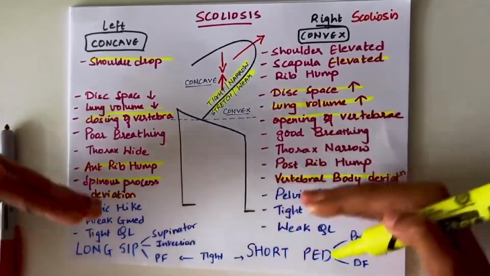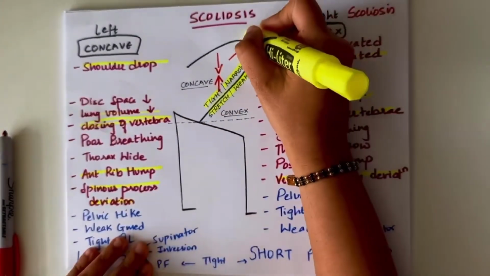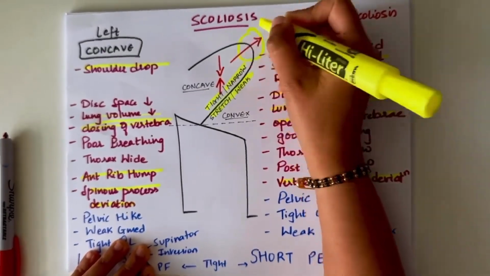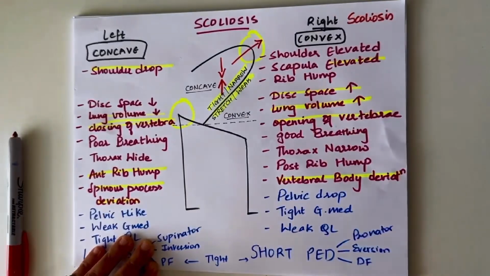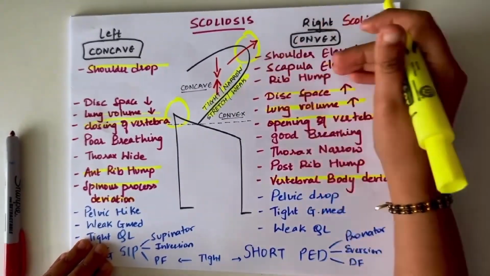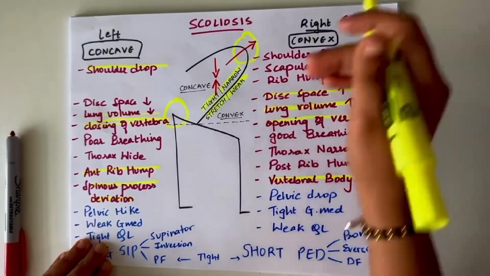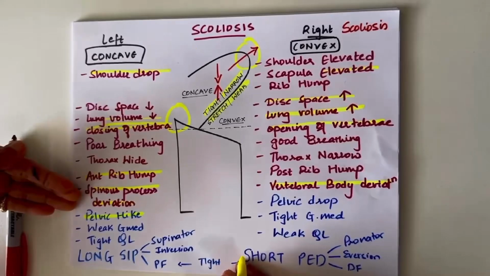Now this was for the upper body and the trunk. What happens to the lower body? The side where you have the rib hump or the shoulder hike, on the opposite side you will have the pelvic hike. So say for example here, since it's right-sided scoliosis, you had the shoulder elevation on the right side. The pelvic hike here would be on the left side, which is the concave side.